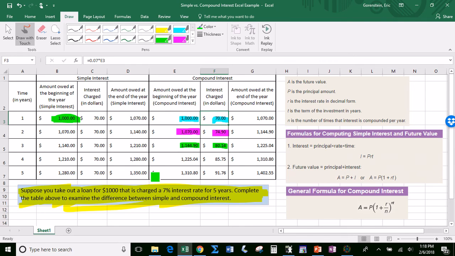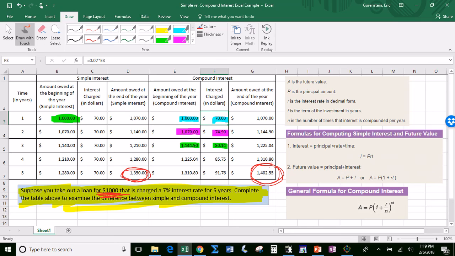So let me switch back to the pen. After 5 years with simple interest, your balance is up to $1,350, and with compound interest, it's up to $1,402.55. The reason behind this is that with simple interest, you're charged interest only on the initial amount. With compound interest, in year 2, you're charged interest on the interest from year 1. In year 3, you're charged interest on the interest from year 2 and year 1. So it's compounding.